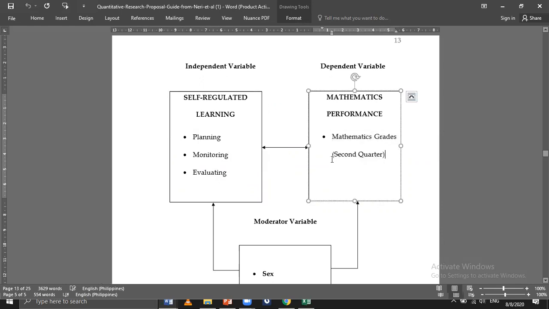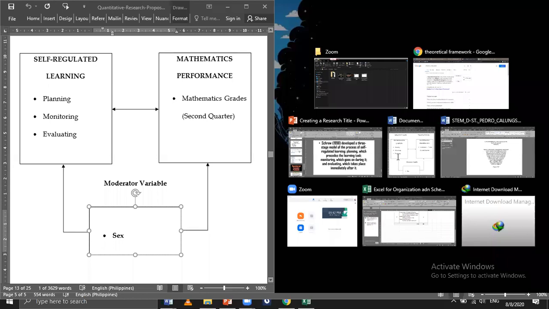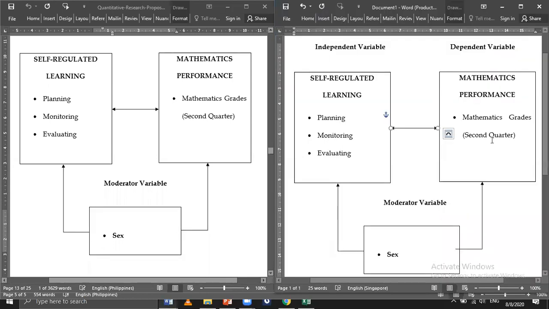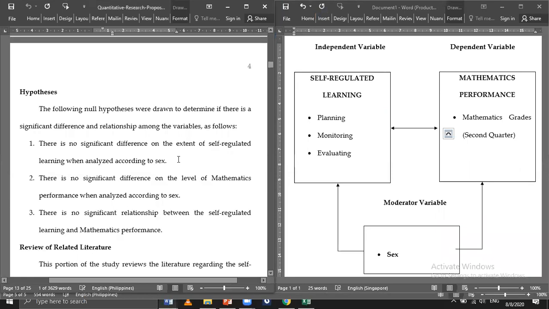In this study, she specifically looked for the second quarter grade. And also, you wanted to know if sex or gender has an effect on the relationship between the self-regulated learning and the mathematics performance. This is our basis for the statement of the problem. Okay, let's put that one here and there. Now, this is the same, right? But let's go here and look for your statement of the problem.